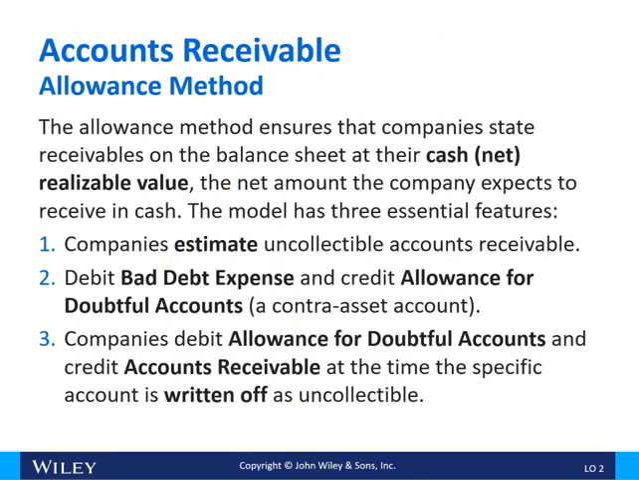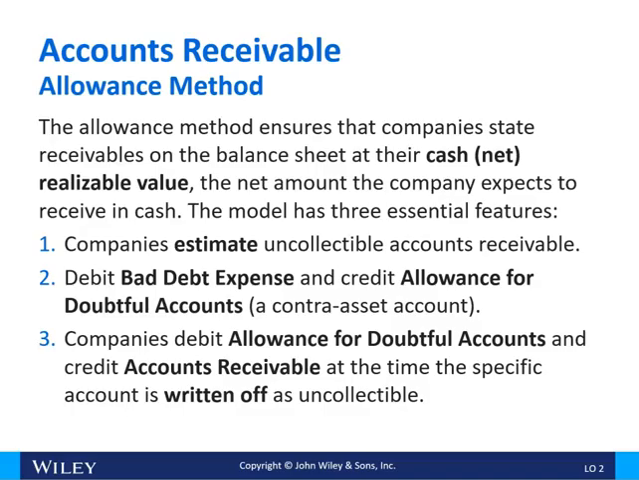So instead we use the allowance method. This ensures that companies state receivables on the balance sheet at their cash or net realizable value. That is the amount that the company expects to receive in cash. You make a sale, you expect to receive it all in cash, so you put it in accounts receivable for the amount of the sale. Next, we're going to estimate how much of those accounts receivable we're not going to be able to collect.